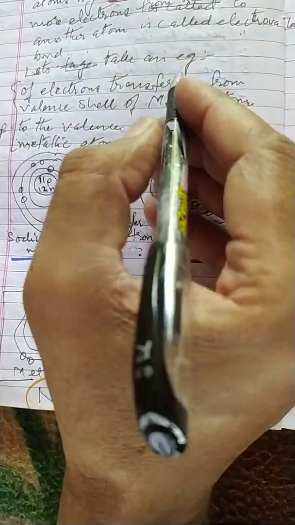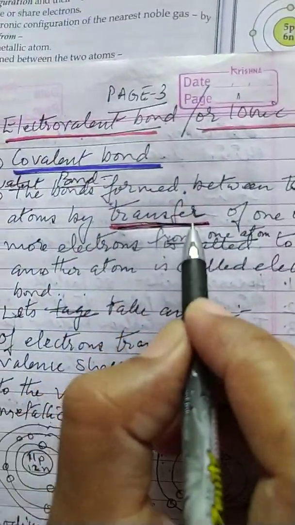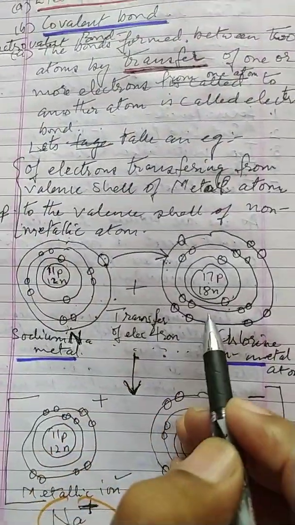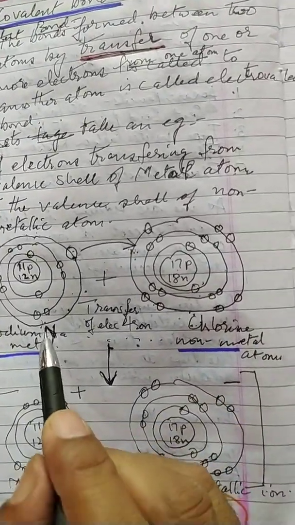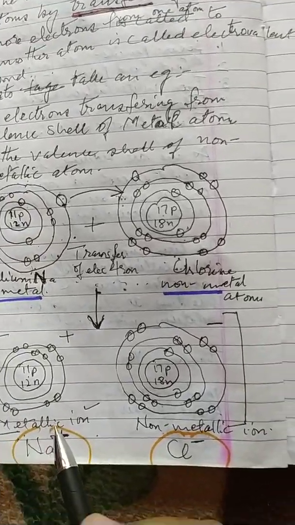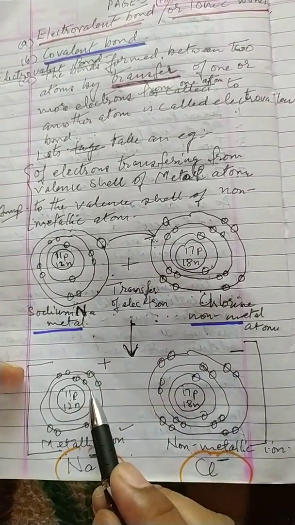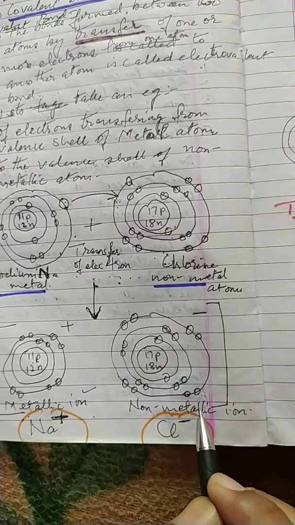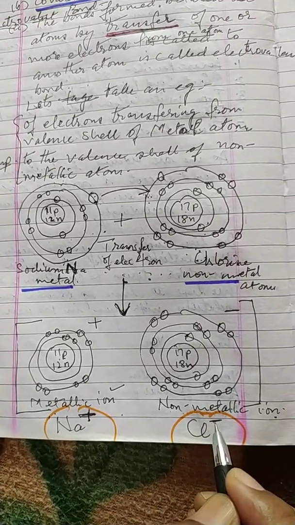First, the key word is there is a transfer of electrons. What is the key word, children? Transfer of electrons from the metallic atom to the non-metallic atom. And because of this, sodium becomes a metallic ion by losing 1 electron. So the number of protons increase, and chlorine becomes a non-metallic ion and it gains 1 electron.